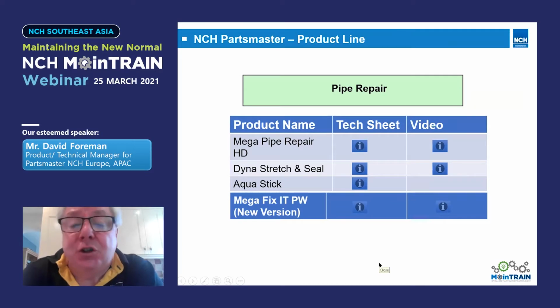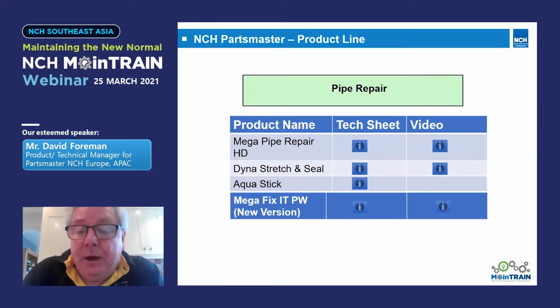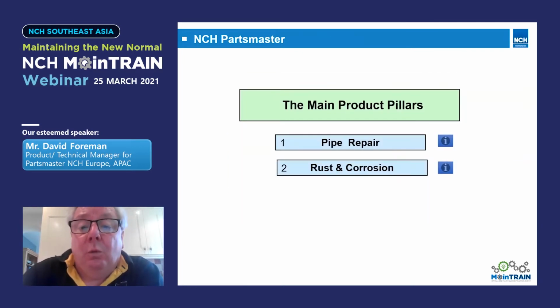So that in summary concludes our pipe repair offering. So what I'm going to do now, I'm going to go through our rust and corrosion products, and I'll start as we did before with the introduction.